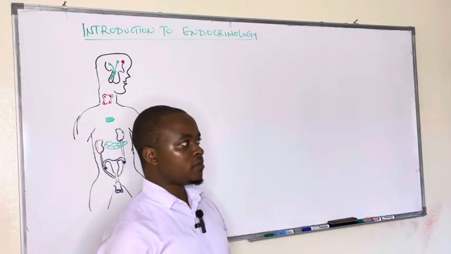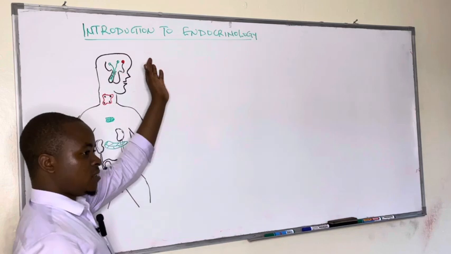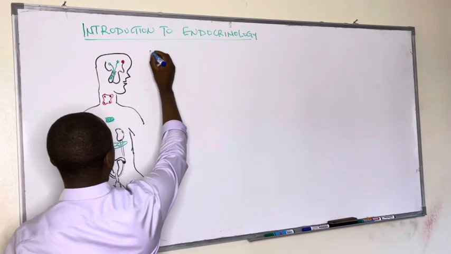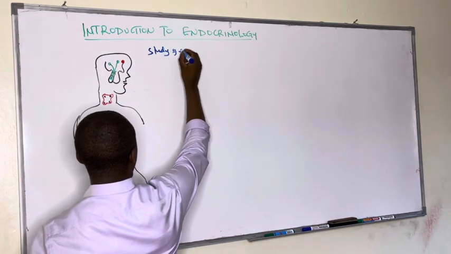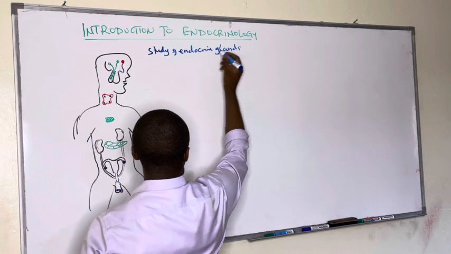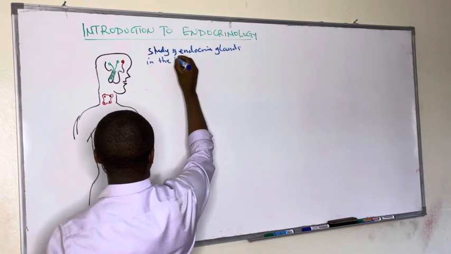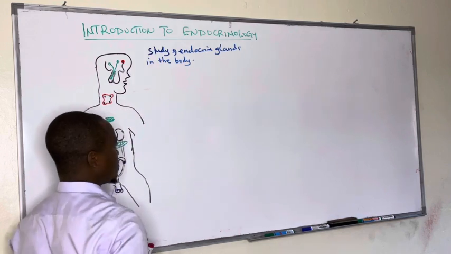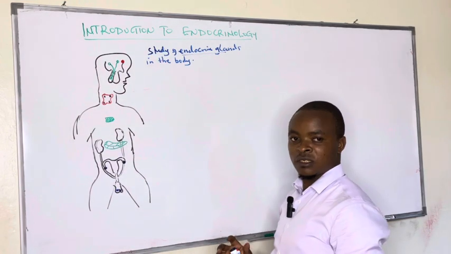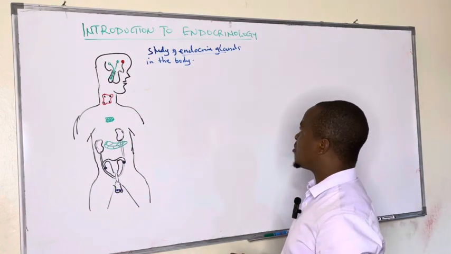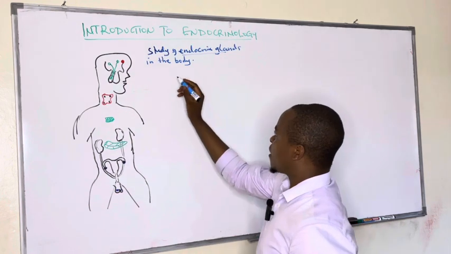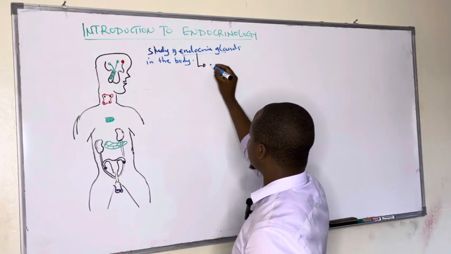Let's get started. So endocrinology is the study of endocrine glands. That's what I can say. We are looking at the study of endocrine glands in the body. And these endocrine glands in the body, they are the ones we are seeing on this picture. We call them ductless.